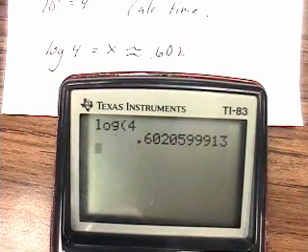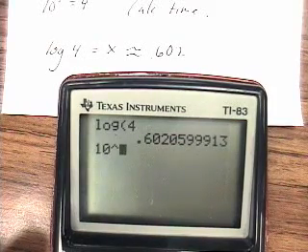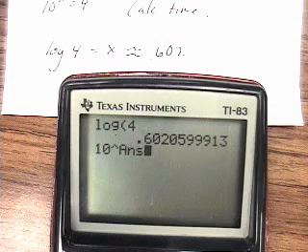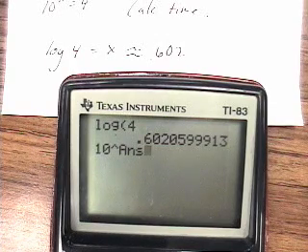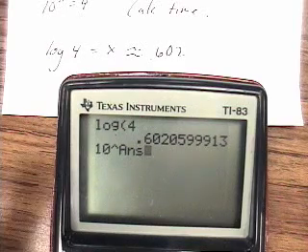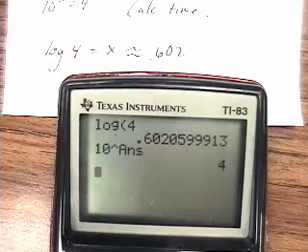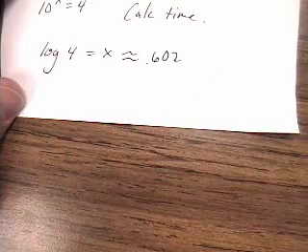how do I check and see if my answer is right? Well, 10 to that power. Now I'm going to use the answer button, which is above the little negative sign at the bottom. 10 to that answer should be 4. All I'm doing is going back in and plugging it into the original equation. Yep, I got 4. Okay, must have the right answer.